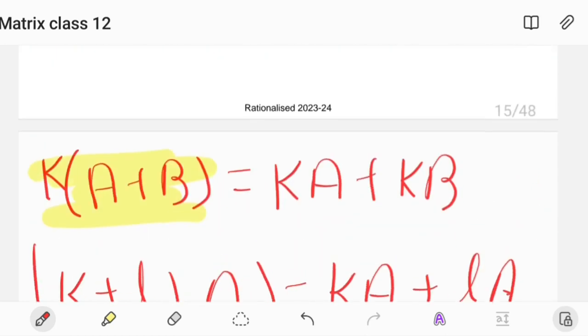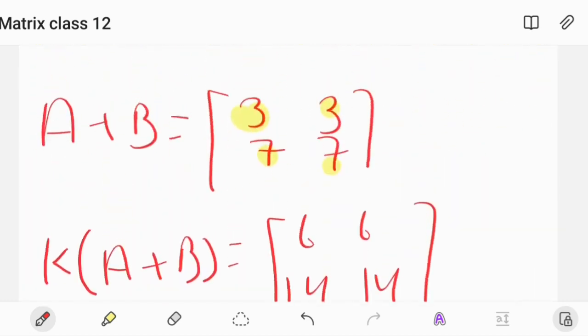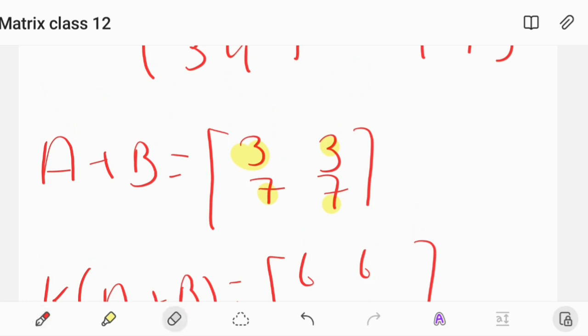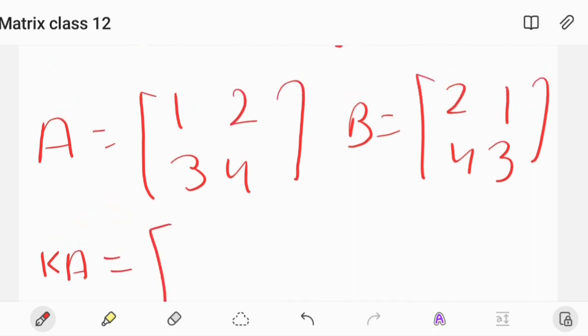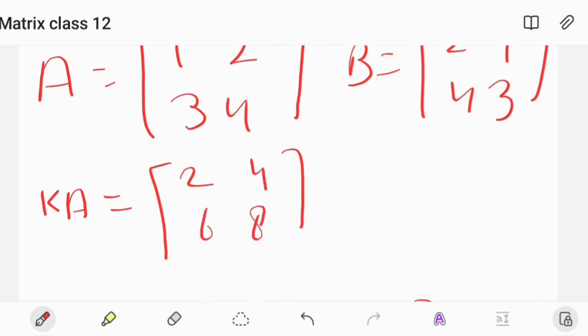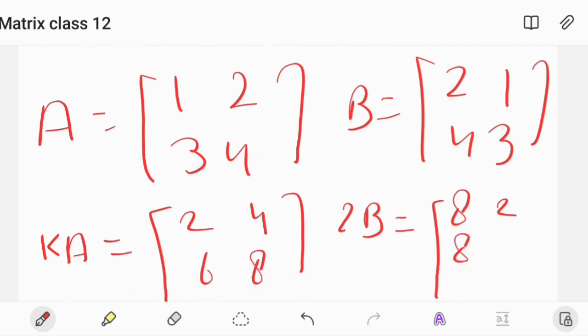Now consider the RHS. Let's see whether we are getting the same answer or not. Let me write RHS here. So kA, that is 2 times this A matrix. 2 times A is 2 4 6 8, right? 2 times B is 4 2 8 6. I have to multiply by 2. So 2 times 2 is 4, 2 times 1 is 2, 2 times 4 is 8, 2 times 3 is 6.